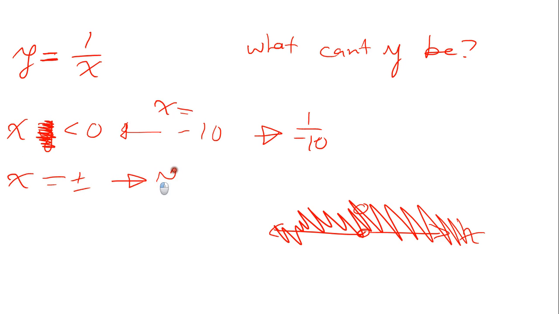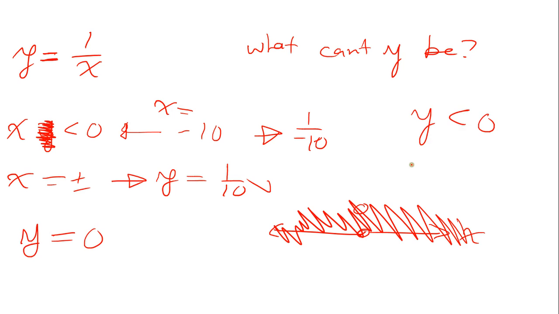Well, what's Y going to be? Y is going to be 1 over 10. That's fine. There's no problem with that. The sign that comes out doesn't really matter. But can Y be 0? I can see that Y can be less than 0. I can see that Y can be greater than 0. But is it possible for Y to be 0?